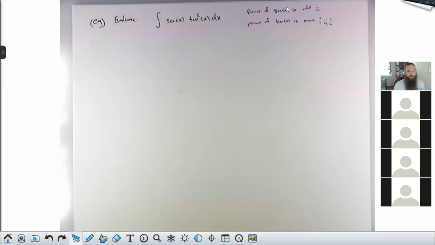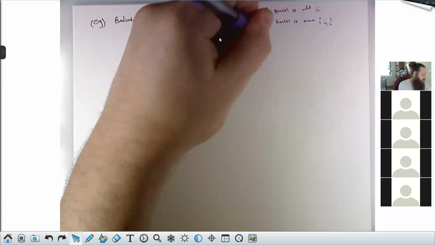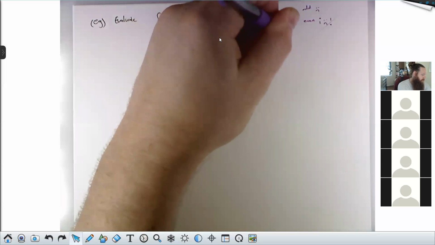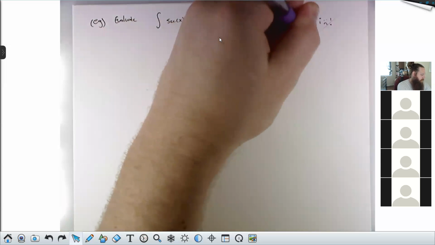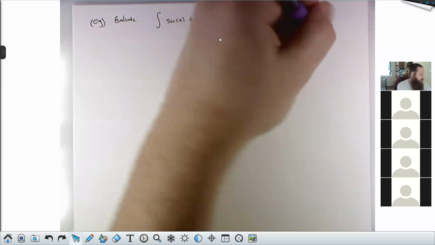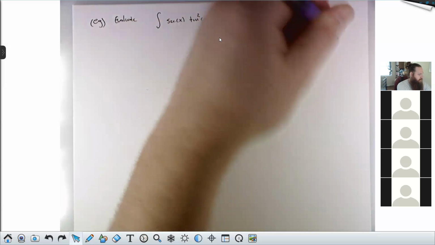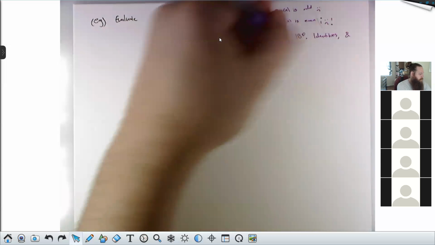Right? If the power of secant were even, I could substitute for tangent. If the power of tangent was odd, I could substitute for secant. Since I have neither of these things, I'm in trouble. What does this mean? This means looping IBP. Trig identities. And a healthy dose of crossed fingers.